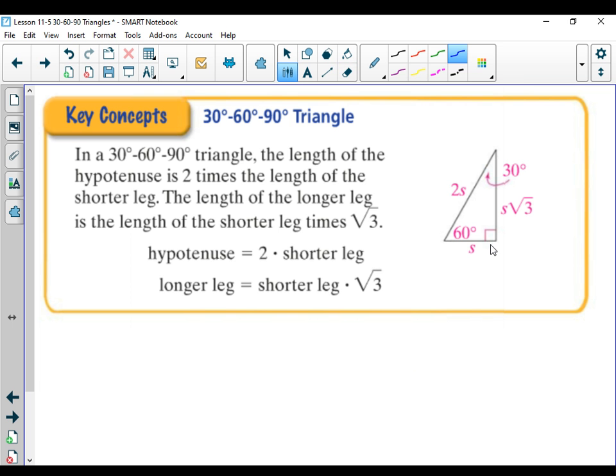So this is not a negative. This is a hyphenated triangle name. 30-60-90. Where did it come from? Yeah, the degrees of the triangle. There's a 30 degree, a 60 degree, and a 90 degree.